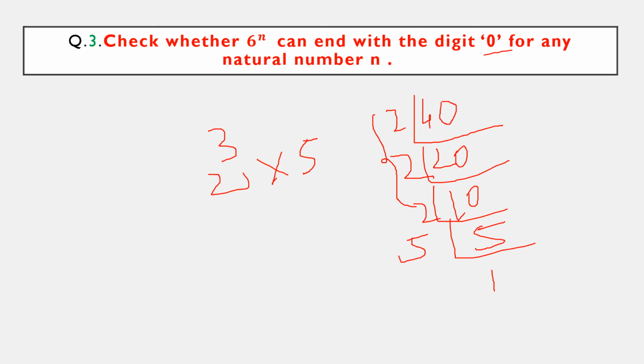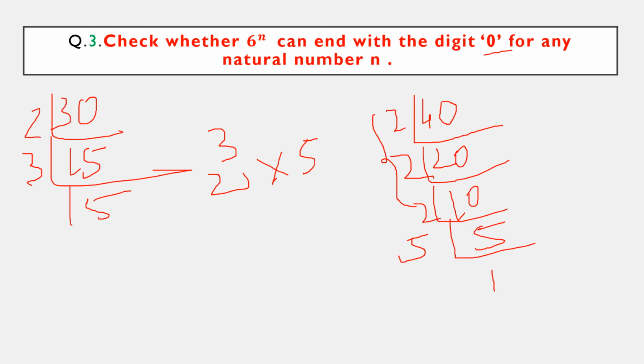Let me take one more example, 30. Okay, so 30, 2 15s 30. Next 3 5s 15. Right, next 5 ones 5. Okay, here you got 2 into 3 into 5.